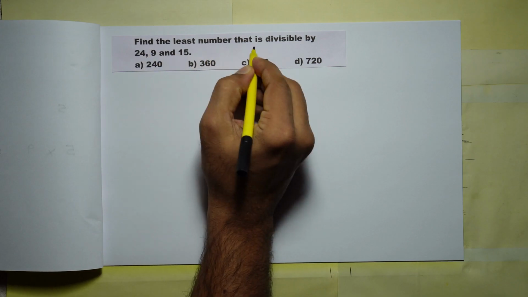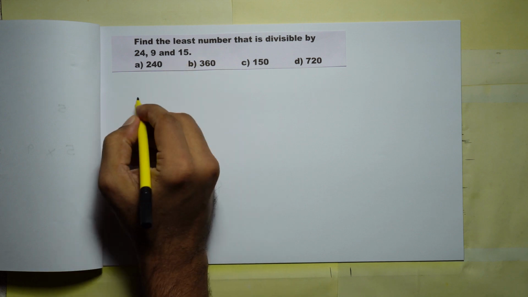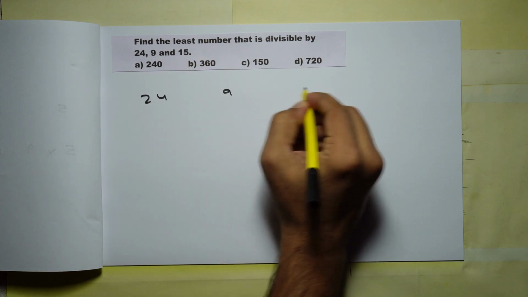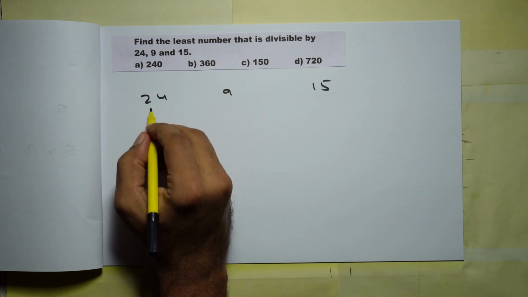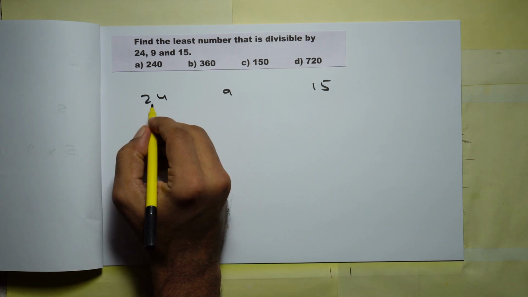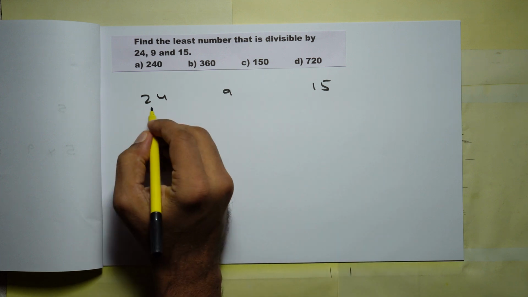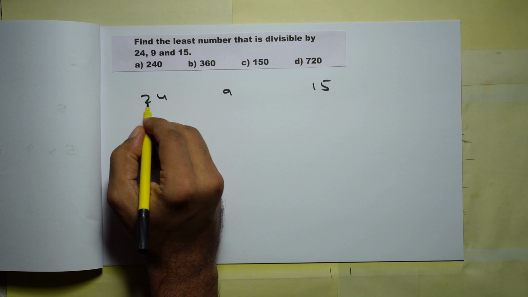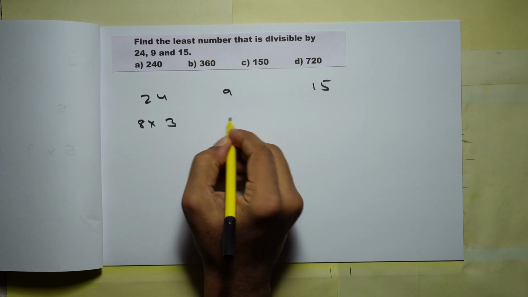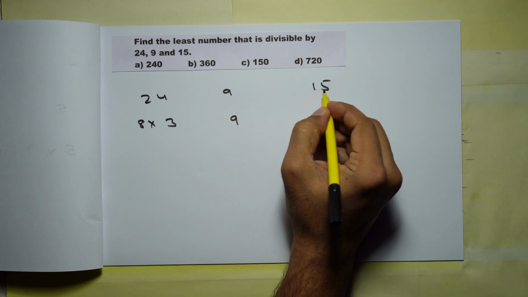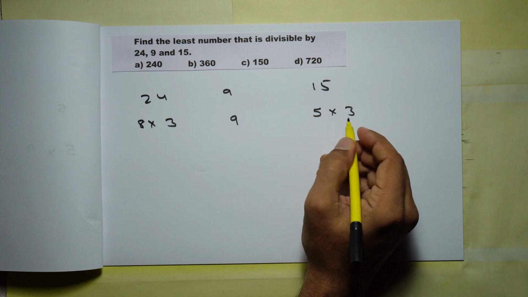Find the least number that is divisible by 24, 9 and 15. So you have the numbers 24, 9 and 15. So you must find a number that should be divisible by each of the three. It should be divisible by 24, 9 as well as 15. Now the process is like this. First we'll split them into factors. 24 is 8 into 3. This will be just written as 9 itself. And this is 5 into 3. Now all these factors should be included.